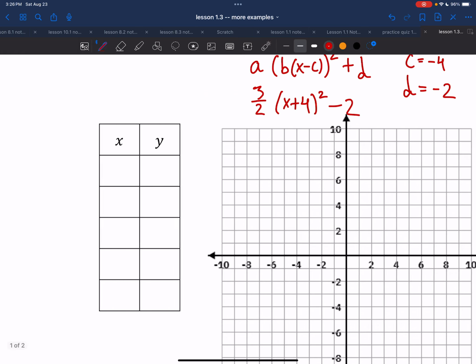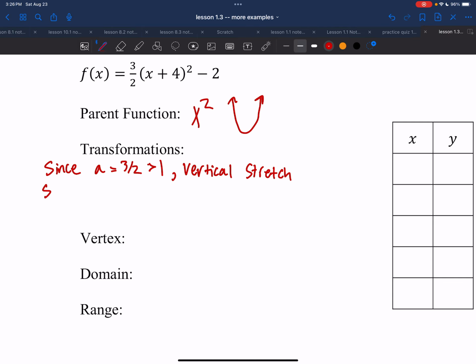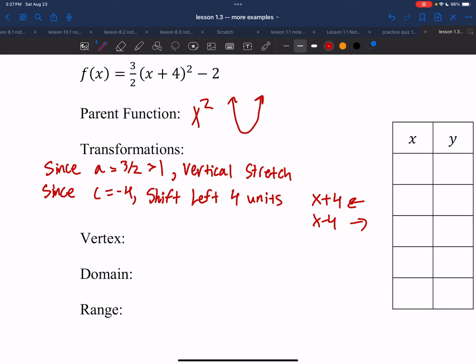Then the c value. It says c equals negative 4. I'm going to say, since c equals negative 4, this is going to shift left. I'm going to specify 4 units. If it says x plus 4, that moves left. If it said x minus 4, this would move right. We see that on the one-pager.